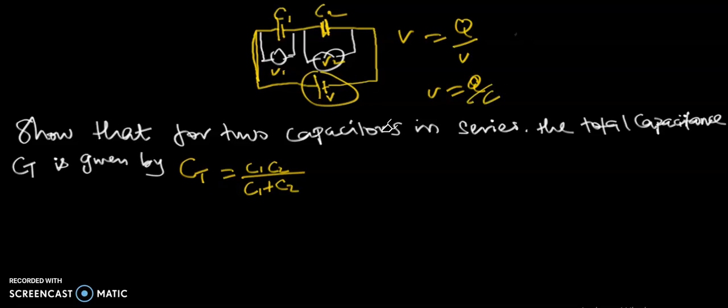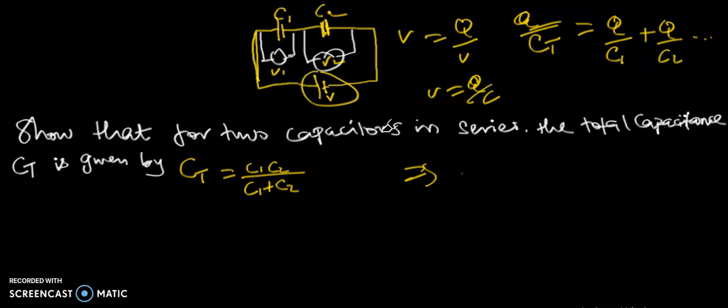Now if we calculate the total capacitance, we will have V equal to Q divided by C total. This will give us Q divided by C1 plus Q divided by C2. And if we have more than two capacitors, we will have Q divided by C3, Q divided by C4, etc. Since Q is common, we factor out Q, the charge.